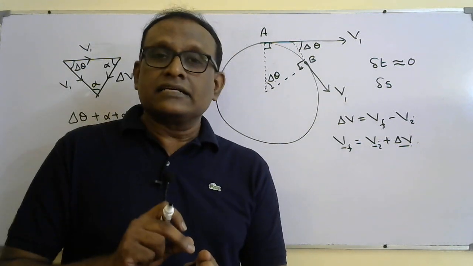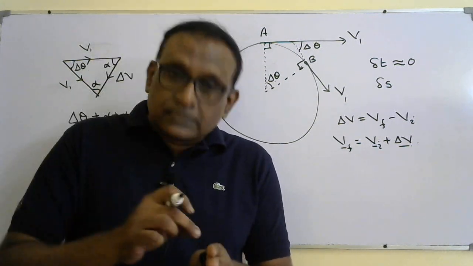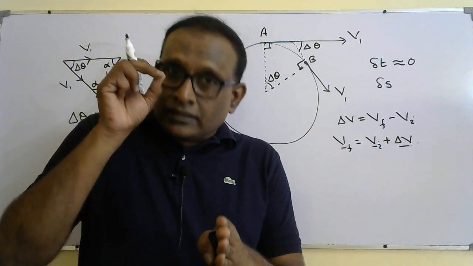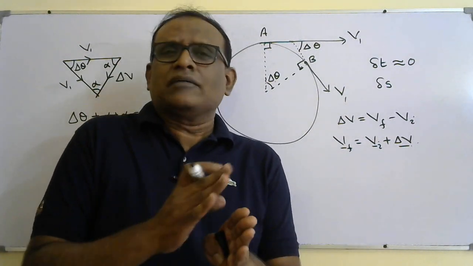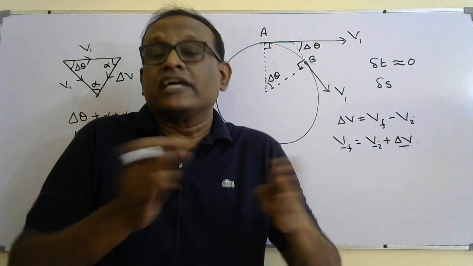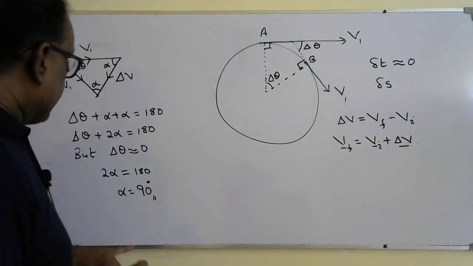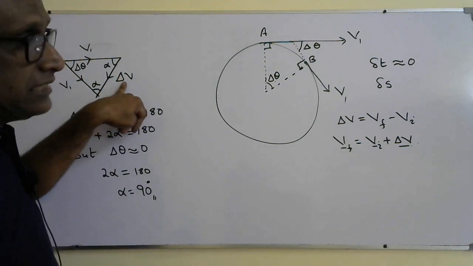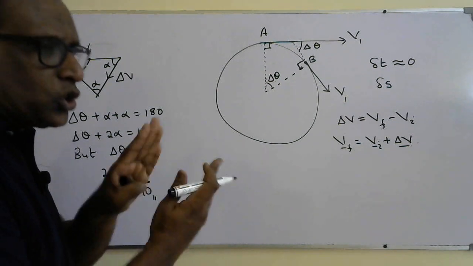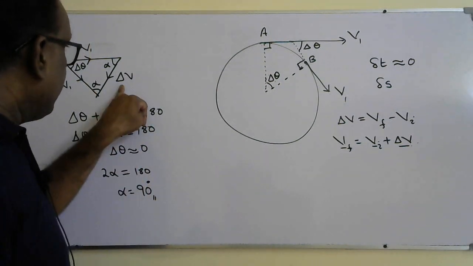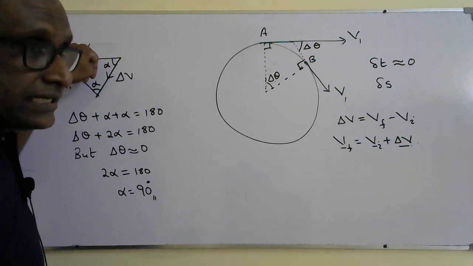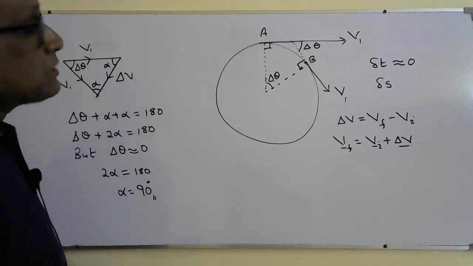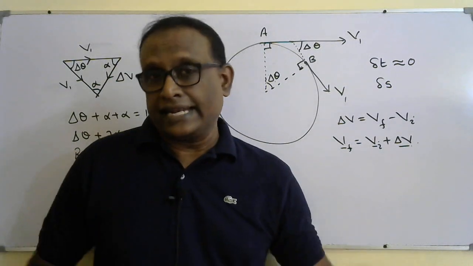To find the acceleration at an instant, I should know the rate of change of velocity, but it cannot be found at an instant because at a point there can't be two different velocities. So we consider two very close points during a very short time. When we find it like that, the angle alpha becomes 90 degrees, which means delta V is perpendicular to the velocity. That means the change in velocity is perpendicular to the velocity at an instant.